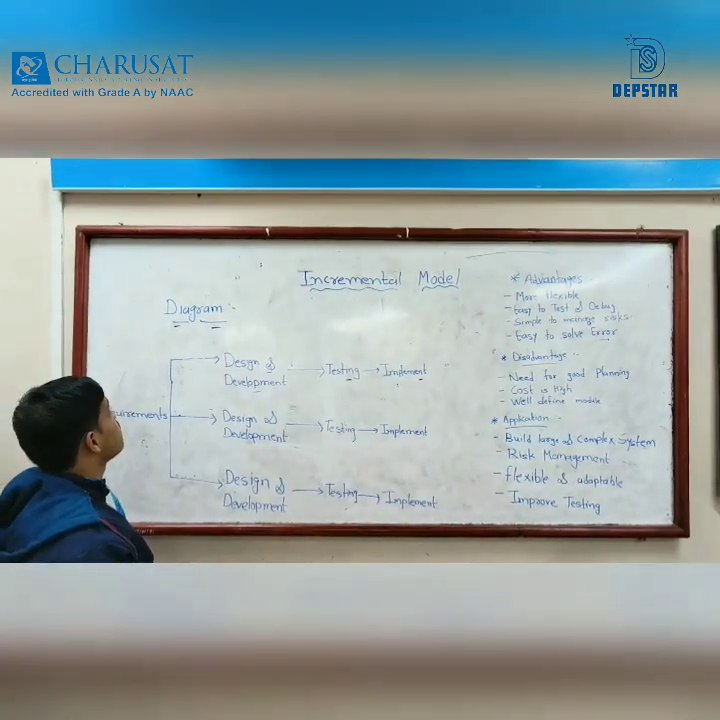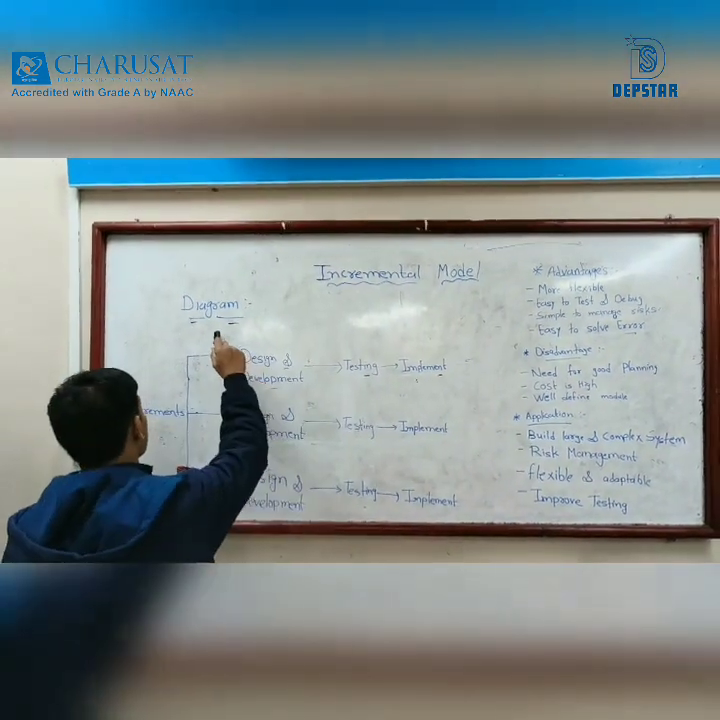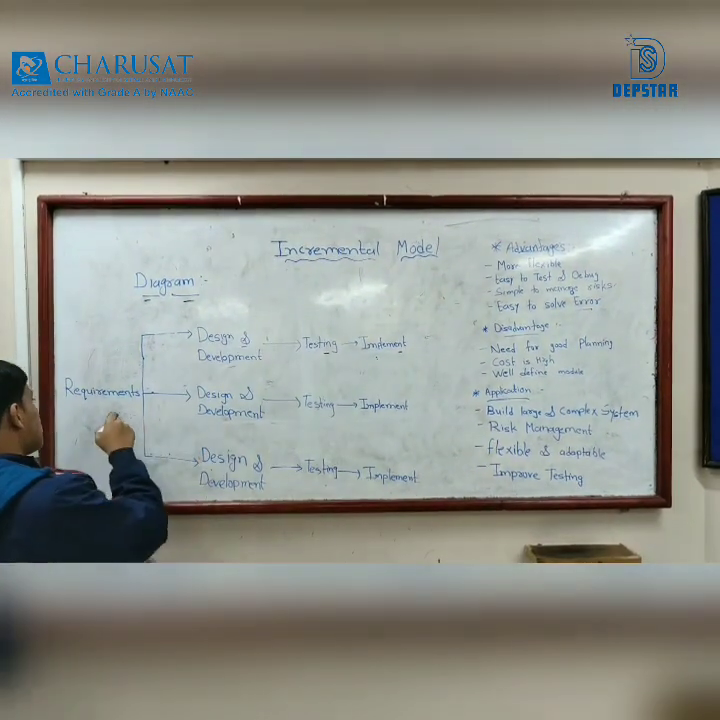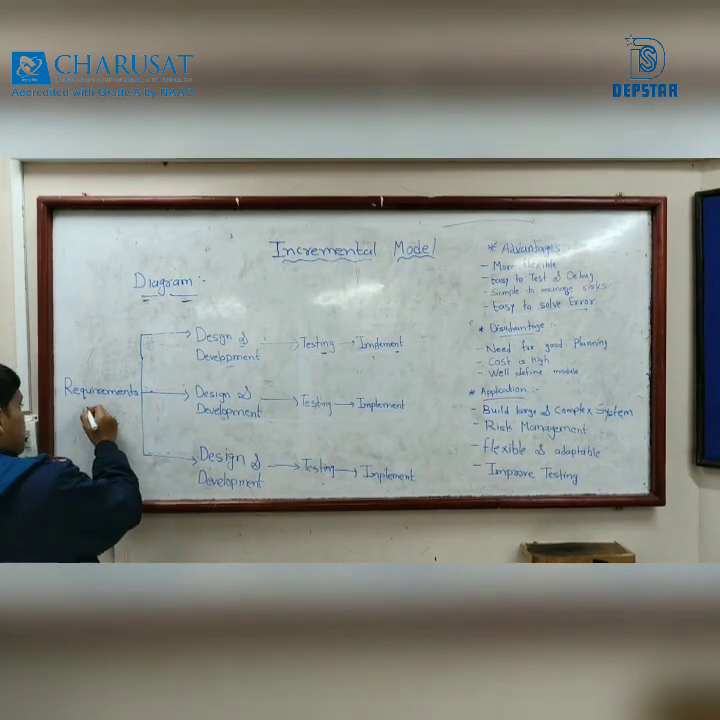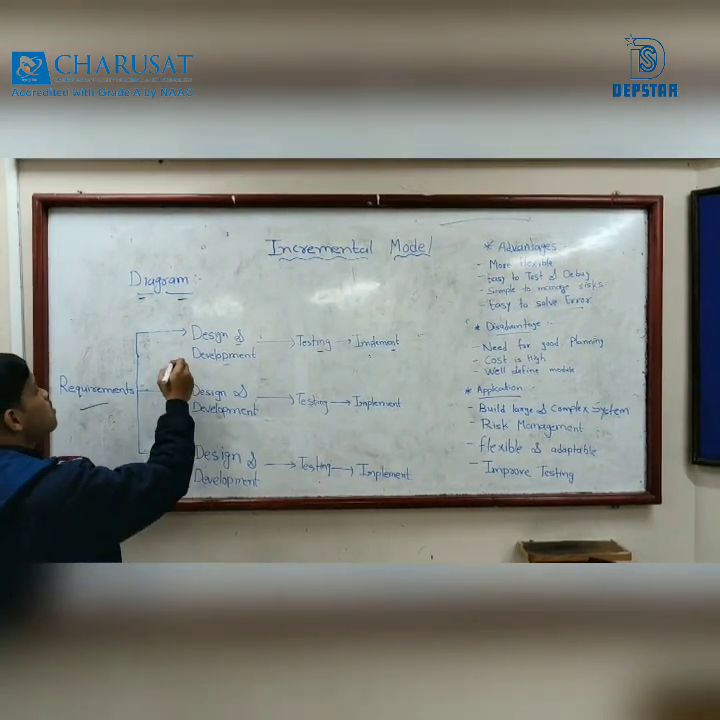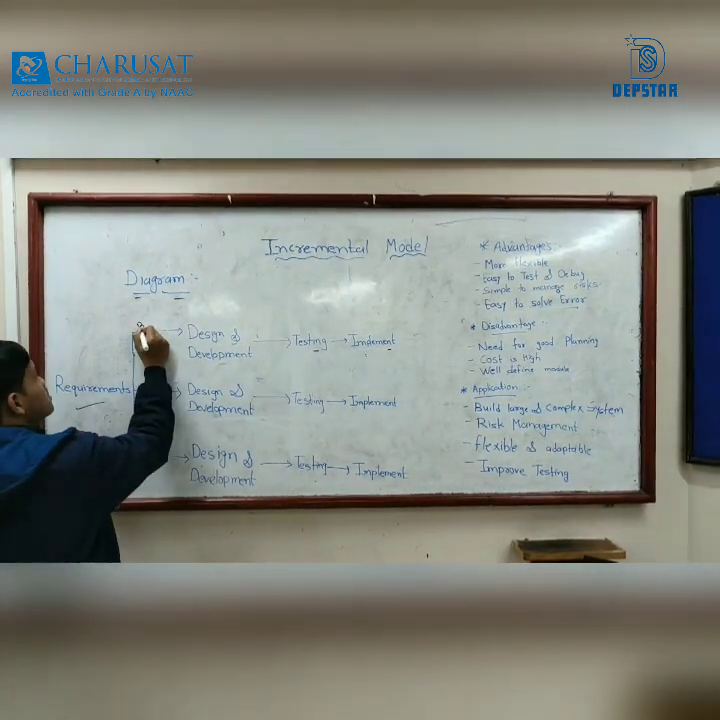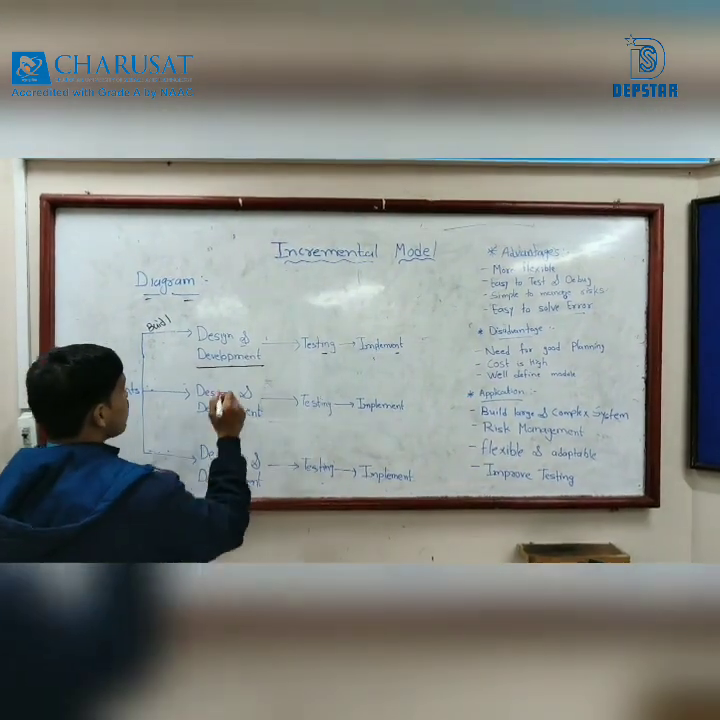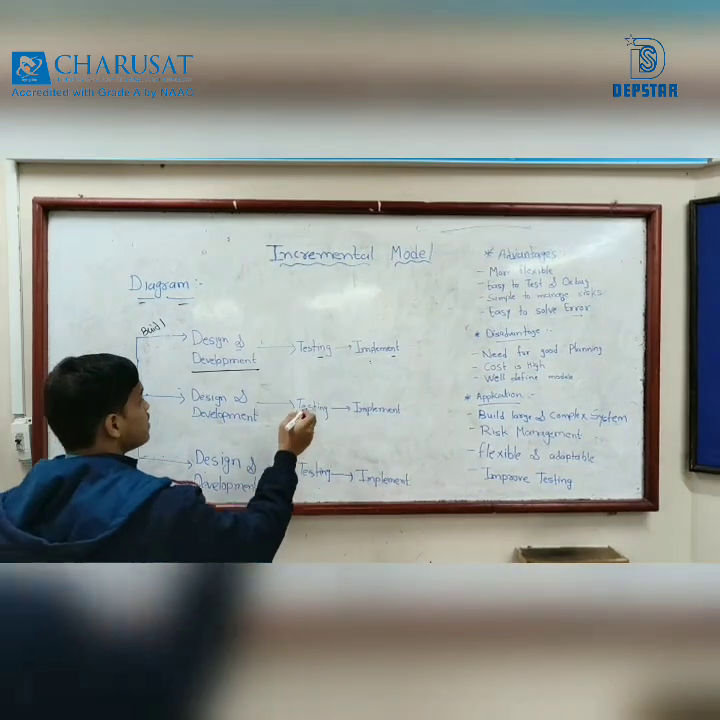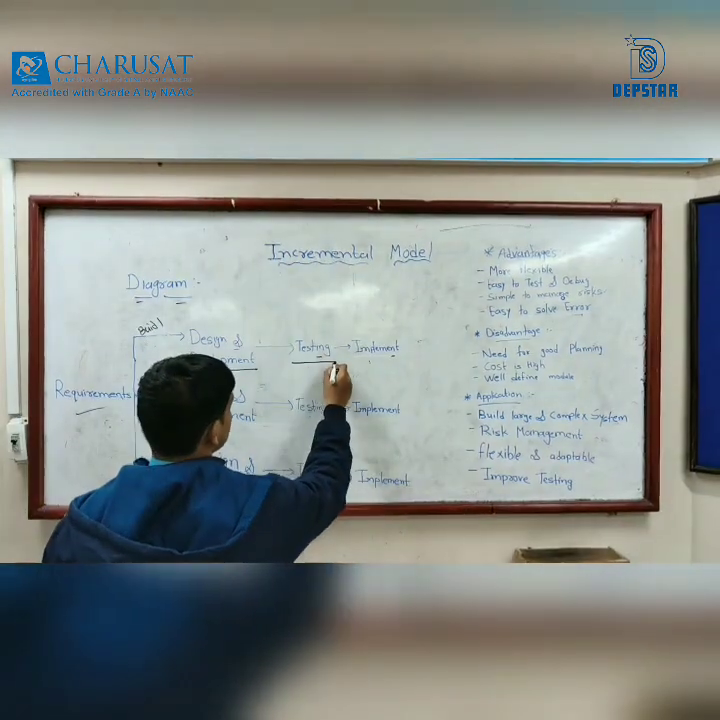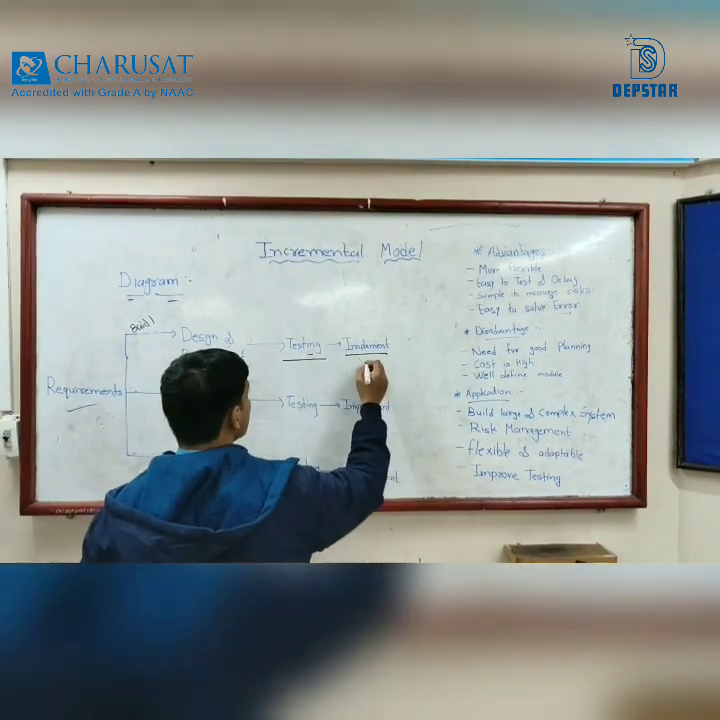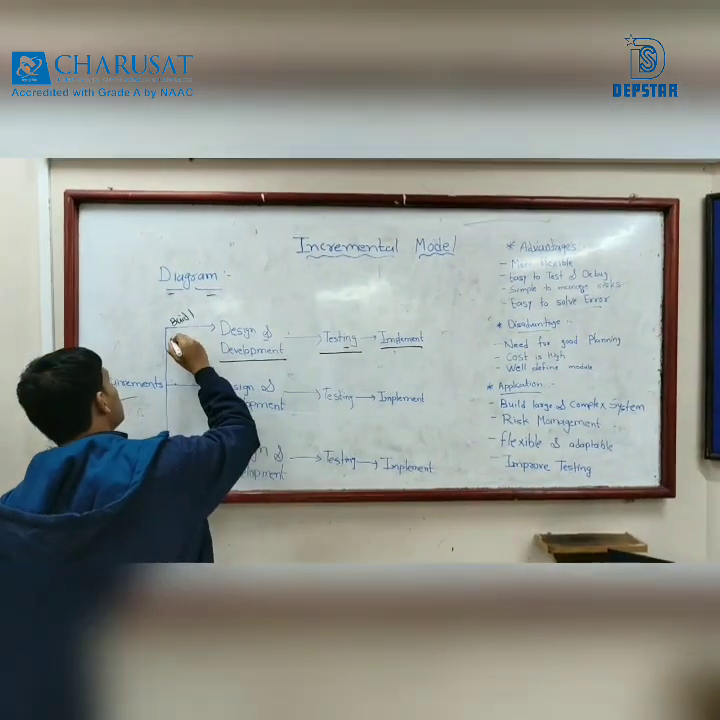I am here to explain the incremental model. This is the diagram of the incremental model. First, we get the requirements of the client. After getting the requirements, we first make some builds. This is build 1. In build 1, we first design and develop our software. After that, the tester tests it with multiple inputs. After that, we implement it.